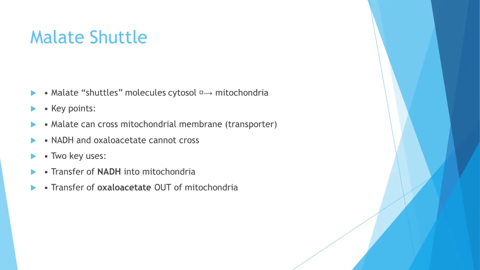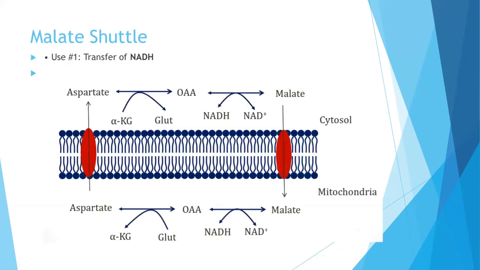The key point is that malate can cross the mitochondrial membrane, so it is a transporter. NADH and oxaloacetate cannot cross the mitochondrial membrane. So there are two key uses of the malate shuttle: transfer of NADH into the mitochondria and transfer of oxaloacetate out of the mitochondria. Number one is the transfer of NADH.